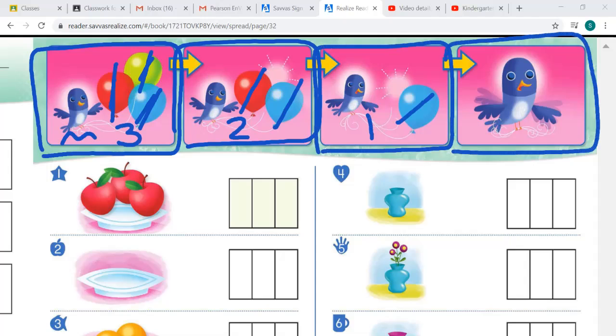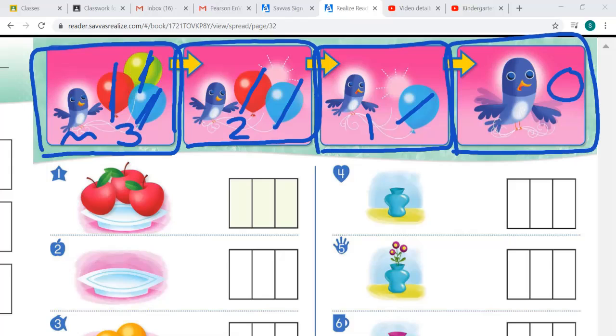Peep doesn't look too happy here. I wonder why. How many balloons does Peep the bird have now? Oh no, I don't see any. None. So what number would you use to tell how many balloons Peep has now? 0. Very good. 0 is the number to show that there are none.